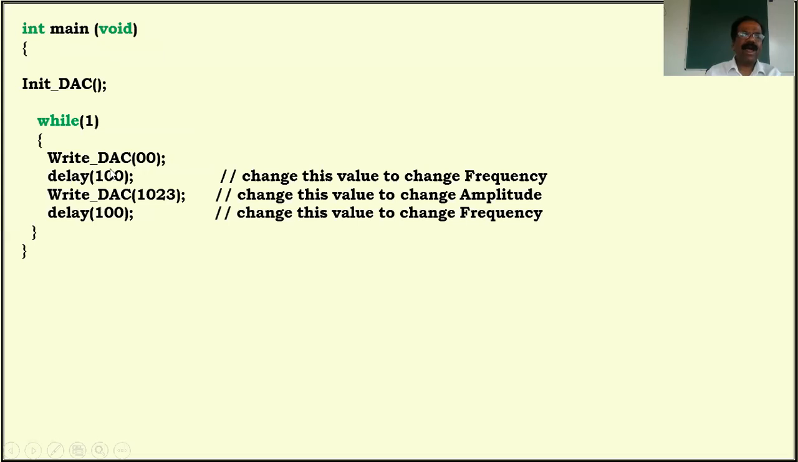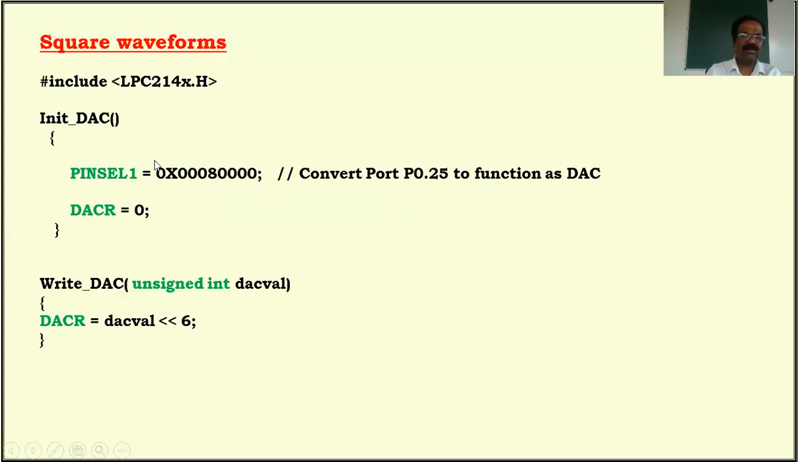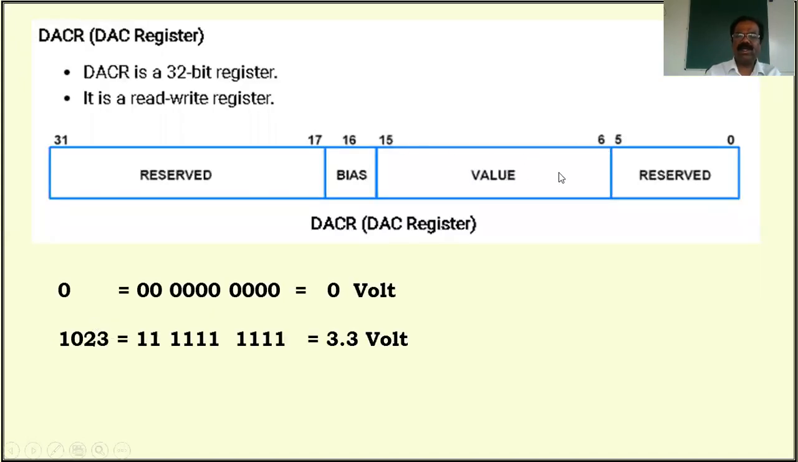Then writeDAC. If you execute this particular statement, what happens? It takes you to that function, writeDAC. Here, what is the value of this? 0. Then shift that 0 how many times? 6 times. That is written into this register. That value will be written here. Suppose this value, what will you get? I will get 0 volt. That 0 volt appears on AOUT, and that appears on the CRO.